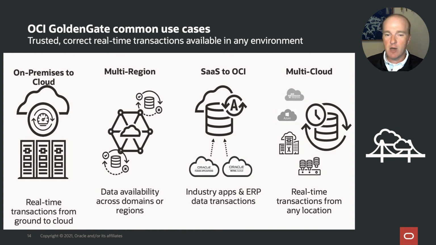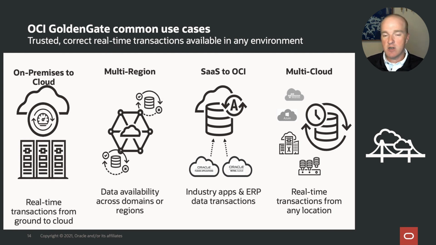Multi-region, so we talked about being able to have regional disasters and being able to account for that. This is where we need to be able to replicate data around the world and around regions. So having your data availability across those regions. And we'll talk more about that when we get into the data patterns.